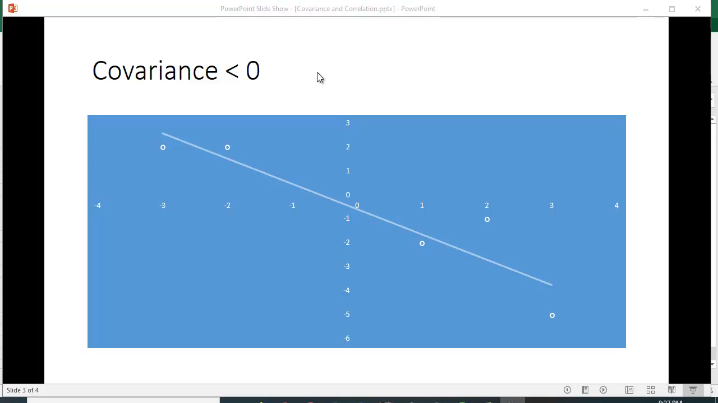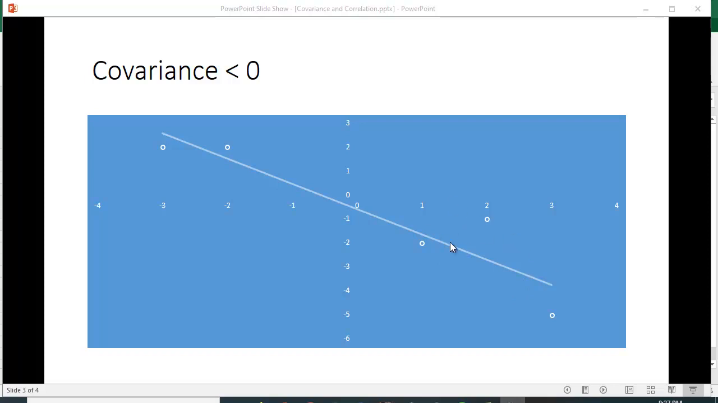A negative covariance goes in the opposite direction. Here, X is doing poorly, Y is doing well. Here, X is doing okay, Y is doing poorly. So they're moving in opposite directions, as indicated by this line here, which seems to do a pretty good job of describing the relationship between X and Y.